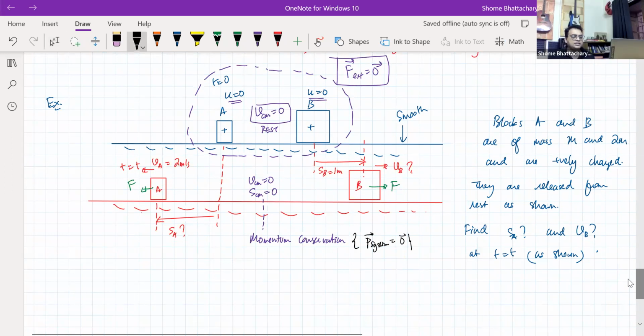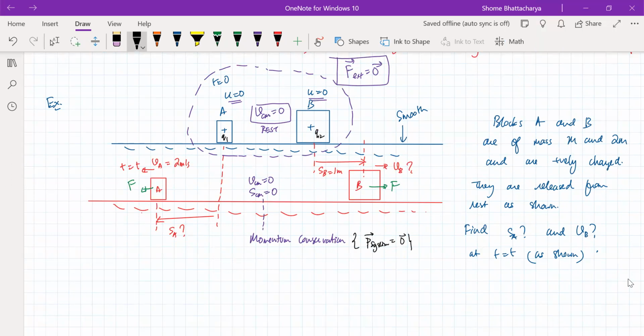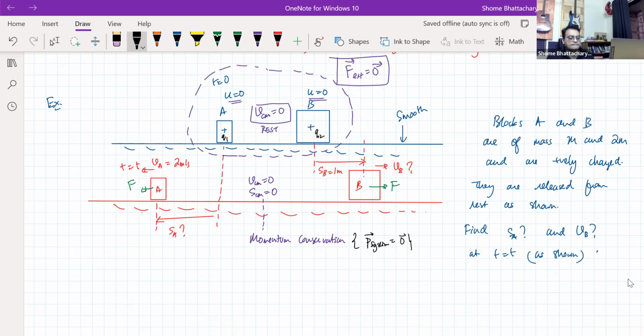So it doesn't matter. And here I have not necessarily said that they have equal charge. This could have any charge plus Q1 and this could have any charge plus Q2. But still this force and this force will be equal and opposite. So irrespective of how much charge A and B have, this condition will remain, that momentum of the system is conserved. And because the system was at rest when it started, it's conserved.